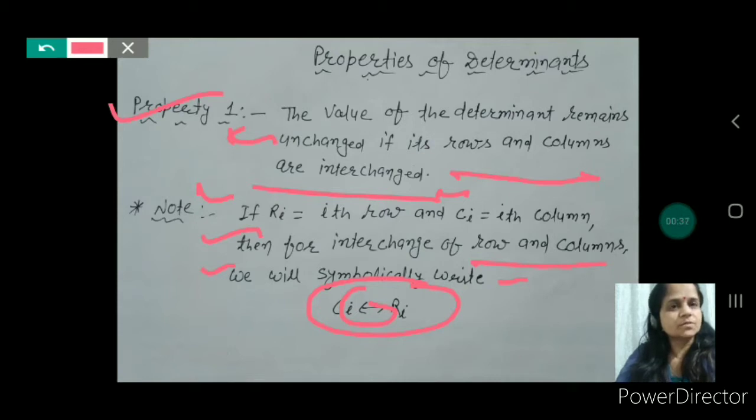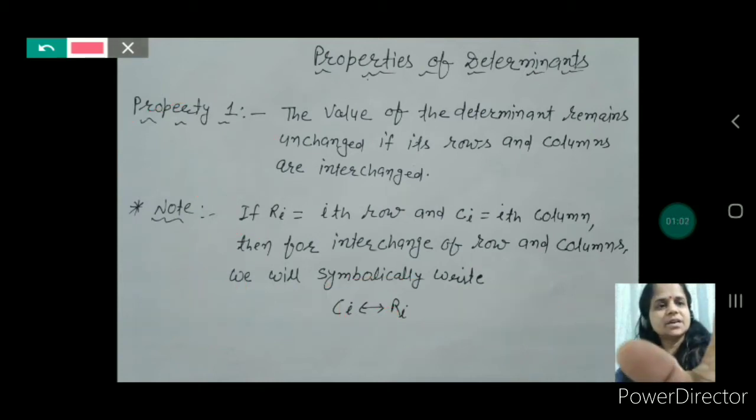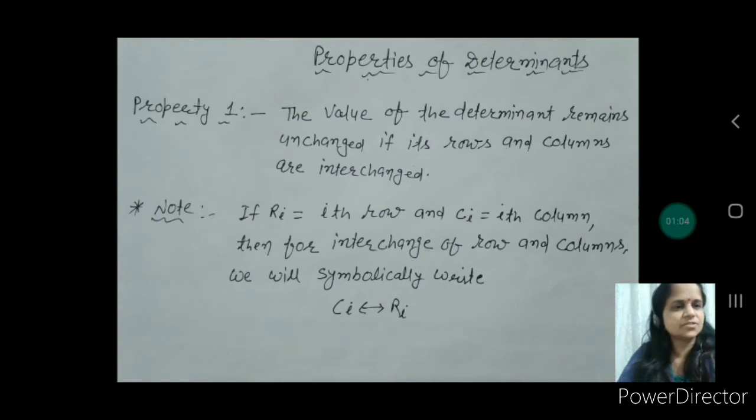So here, if there is a determinant 2, 1, 3 and 4, and you change this determinant into 2, 3, 1 and 4, the first row changes to the first column and the second row changes to the second column, like a transpose. Then the value of the determinant will not be changed. Now let's move to the second property.